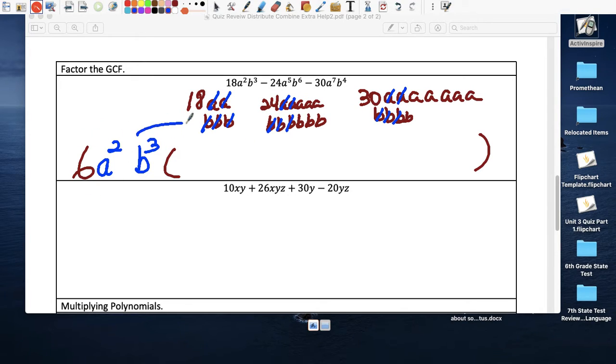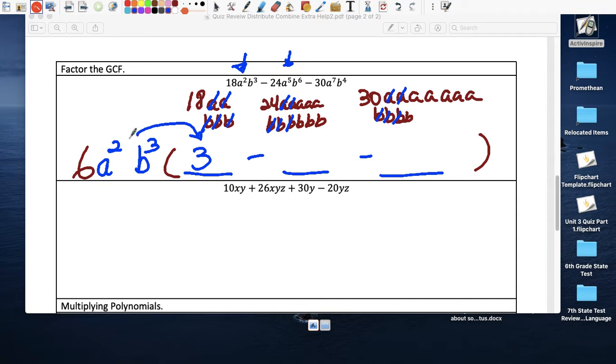So again, remember, this times what will give me this? This times what will give me the second? So we have the first term, second term, and third term. That's what we're trying to figure out. So let's see if we can figure it out. 6 times what is 18? Obviously, it's 3. And then a squared b cubed times what is going to give me a squared b cubed? Well, it's just going to be times 3. We don't need to add any variables here. So that's okay.